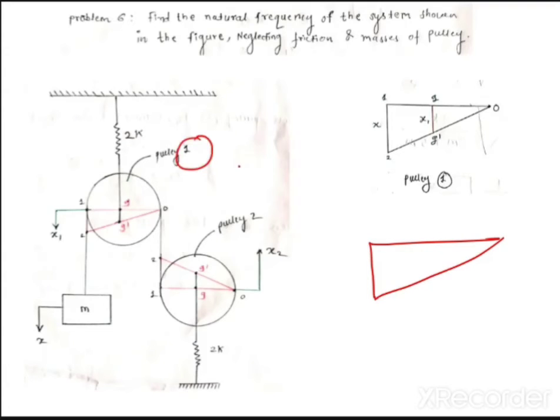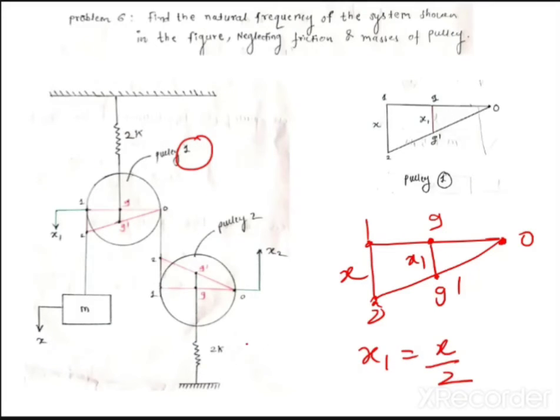Pulley 1 म्हणजे हा, ह्याच्यासाठी काय असणार आहे? हा पॉइंट माझा O झाला, हा पॉइंट मी 1 म्हटला, हा पॉइंट मी 2 म्हटला. This is let us say x, and let us say this is x1, and this is G and this is G dash. Now what does the theory say from the last practical? That x1 is equal to x by 2, means you can write x is equal to 2x1. So what is x? x is nothing but 2x1.